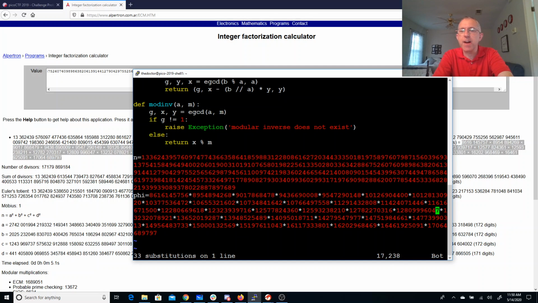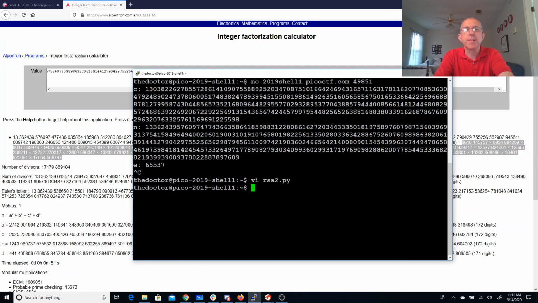Once we get phi of n, we are going to be able to use that to find the multiplicative inverse of the public key exponent mod phi of n, and that's going to give us the private key exponent. Once we have the private key exponent, of course, we'll be able to decrypt the number. To the end here.